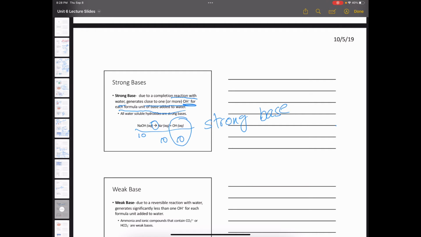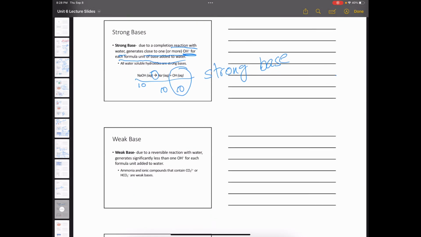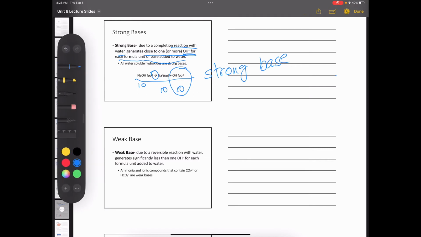A weak base, on the other hand, is when you have a reversible reaction, just like when we looked at, for example, the acetic acid, right? If you remember the acetic acid, there was a reaction that points also back to the reactants, and that's due to the instability of the cation that is getting formed, or the anion at that point. Okay, the weak base here, same idea.